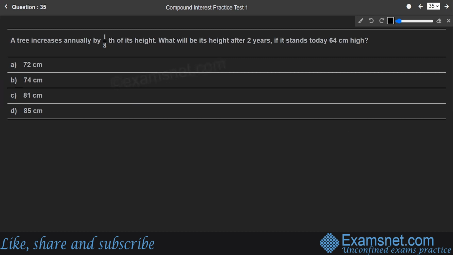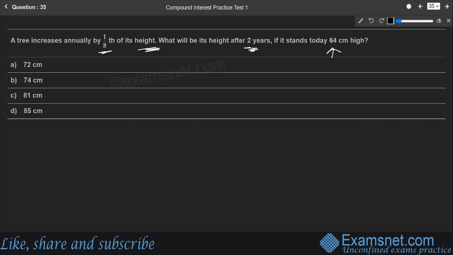Next, a tree increases annually by 1/8 of its height. What will be its height after 2 years if it stands today at 64 centimeter high? So we can do this question by using the principal amount and compound interest formula only. Okay, here we can say the final height is what we need, as the tree increases annually at 1/8 of its height. What will be its height after 2 years?